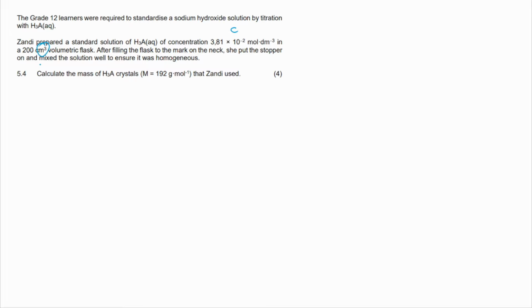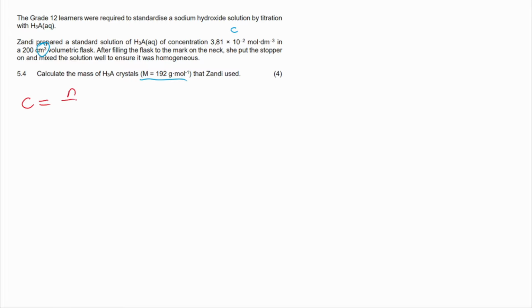She says, after filling the flask to the mark on the neck, she put a stopper on and mixed the solution well to ensure it was homogeneous. Calculate the mass of those crystals, and they give the molar mass that Zandi used. Obviously, they have to give us the molar mass because we don't know what A is, so we couldn't find its molar mass on the periodic table. To calculate the mass, we know the concentration and we know the volume, so we can work out the number of moles.